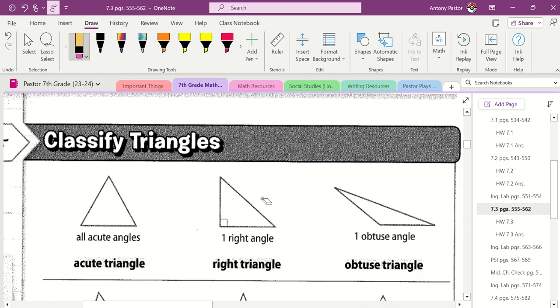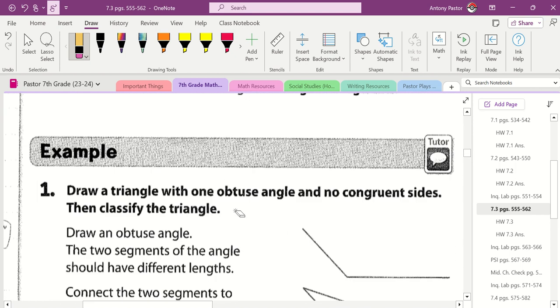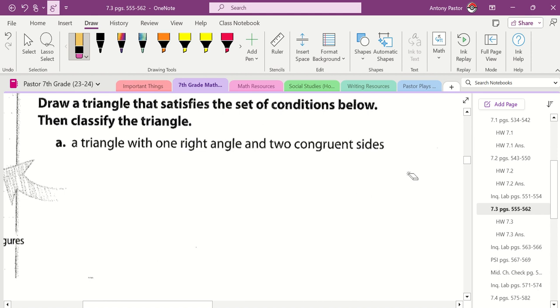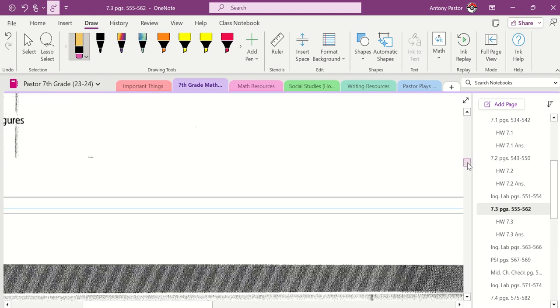Okay, so far this table and this definition need to be in your notes. And here is your group challenge. Draw a triangle that satisfies the set of conditions below, then classify the triangle. So it wants you to draw out the triangle, and it also wants you to give the classifications. Your directions are a triangle with 1 right angle and 2 congruent sides. As a group, go. So you guys are going to draw this triangle out.